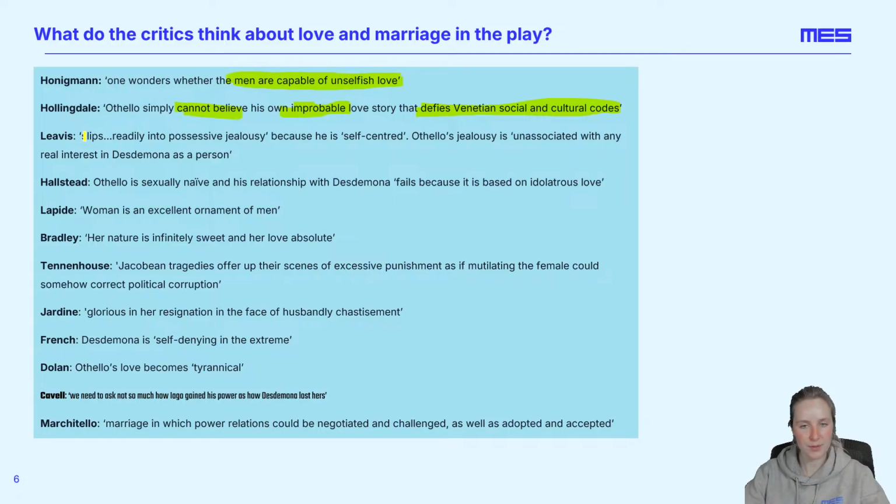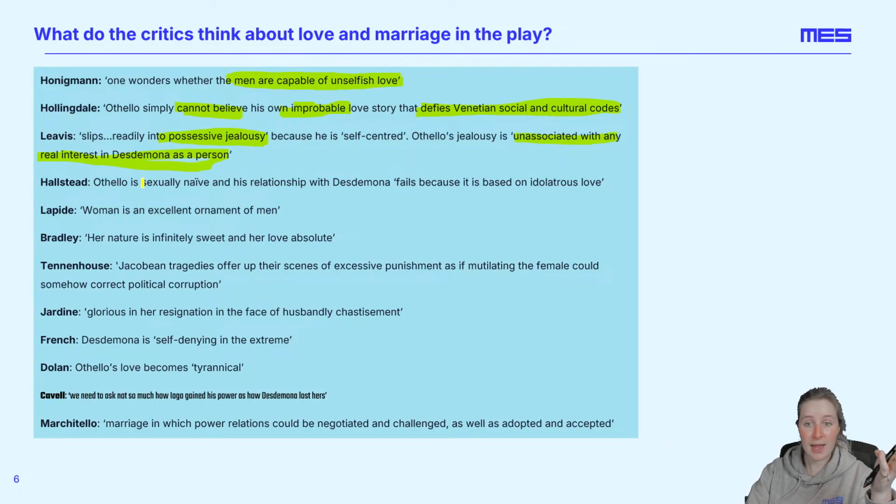As Levis says, who we've seen before, Othello slips readily into possessive jealousy because he's self-centered. Othello's jealousy is unassociated with any real interest in Desdemona as a person. So think about that. That's such a nice way to talk about the fact that love or marriage is actually more complicated than just, oh, Othello loves Desdemona, Desdemona loves Othello, Iago's evil and ruins it, right? There's this idea of, is Othello using Desdemona in a similar way that Brabantio is?